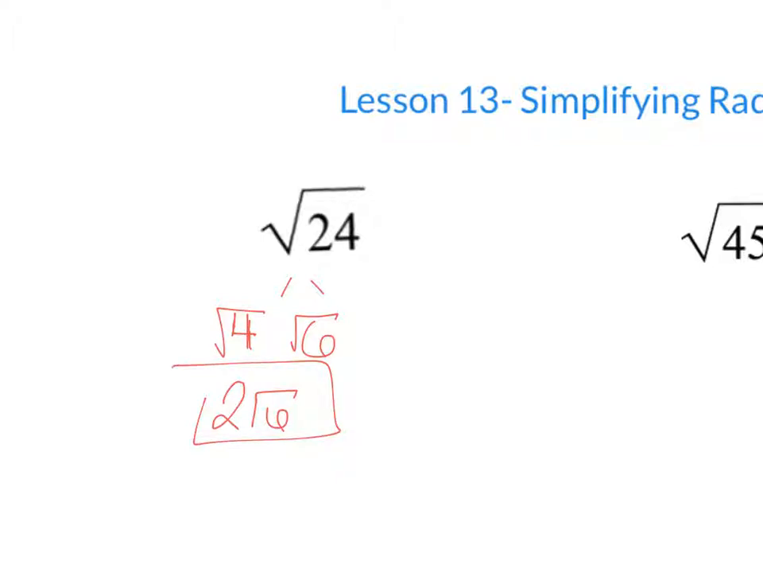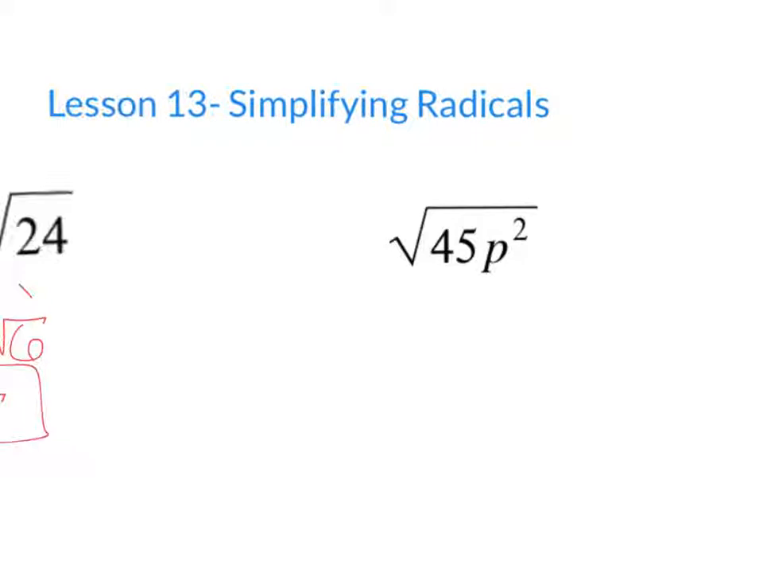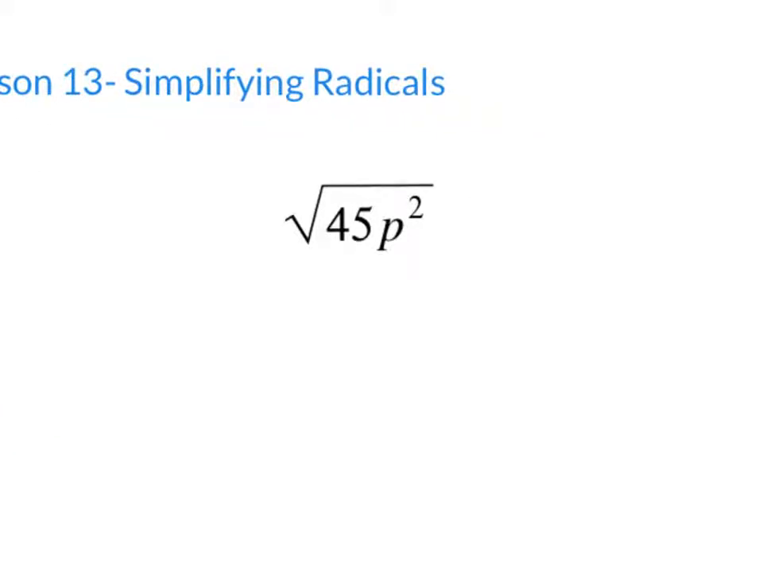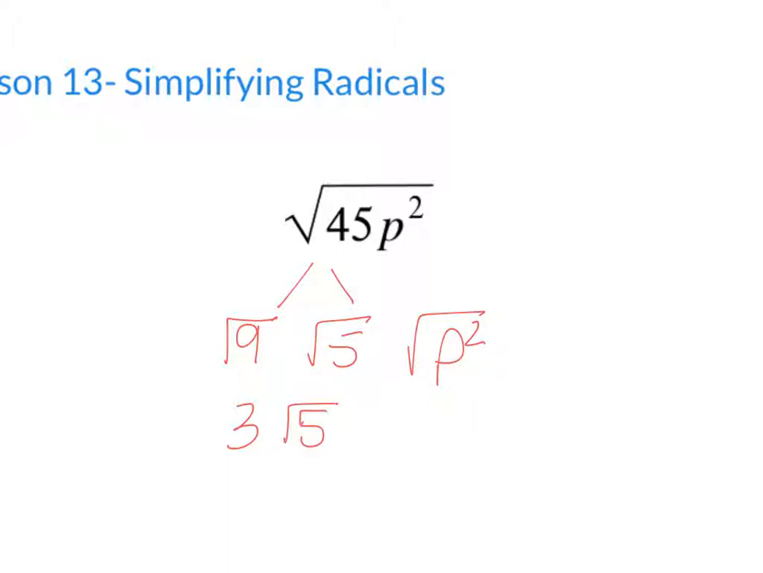Now my next expression, I'm going to also break up 45, just like I broke up the 24. So I have 45. 45 breaks up into the square root of 9 and the square root of 5. Okay. 9 being the perfect square. I'm also going to write the square root of p squared in its own radical. The square root of 9 is just 3, and the square root of 5 stays the same because it's not perfect. And then the square root of p squared becomes p.